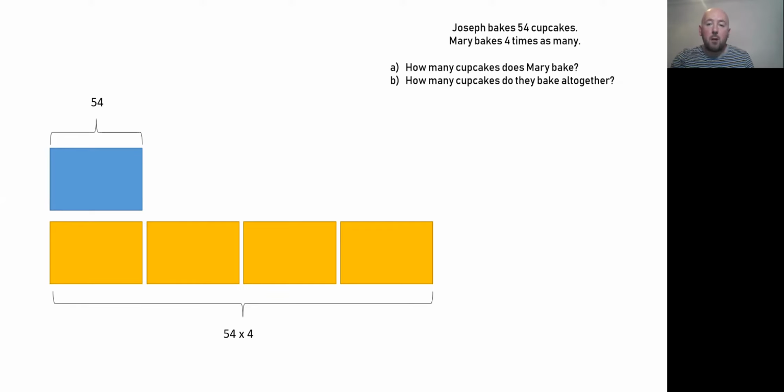The second part of the problem, how many cupcakes do they bake altogether? Yeah. So we can look at this in several ways, depending on what we want to draw attention to. So we know that this is the total. We've got 1 part from Joseph, 4 parts from Mary. And we know that's 54 plus 54 times 4. And so if we're trying to draw attention to the distributive nature or the distributive property of multiplication over addition, we know that this is actually the same as saying 54 times 5.